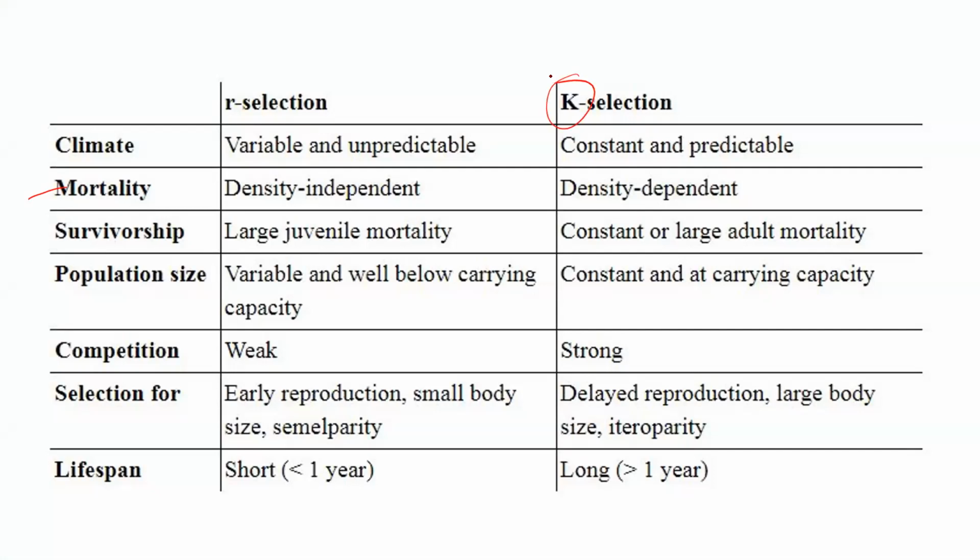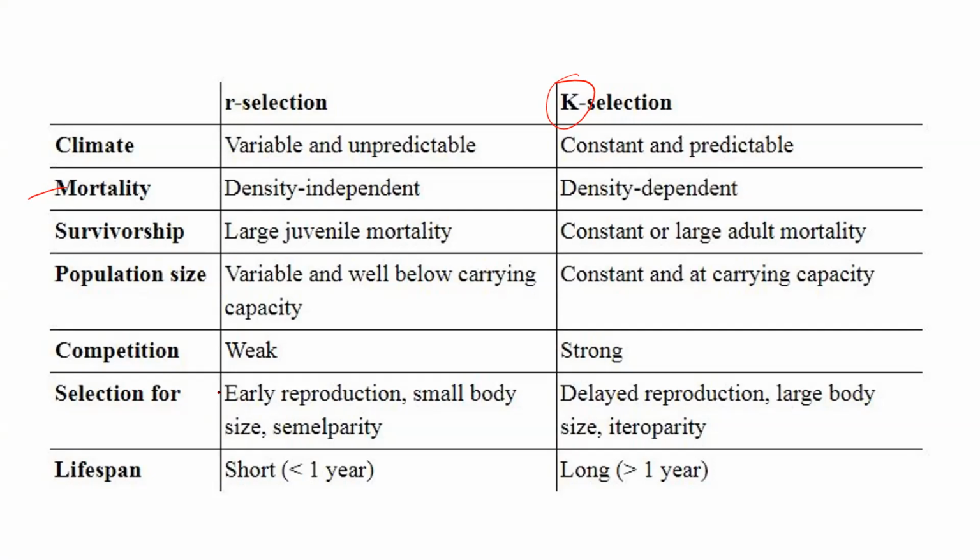R selection, they have large juvenile mortality. They have multiple batches of kids each year with many, many children at once, and they don't take care of them. In K-selected species, we tend to have either constant mortality or large adult mortality, and these have just 1 or 2 babies only once a year, usually. So they're going to have lots of parental care.